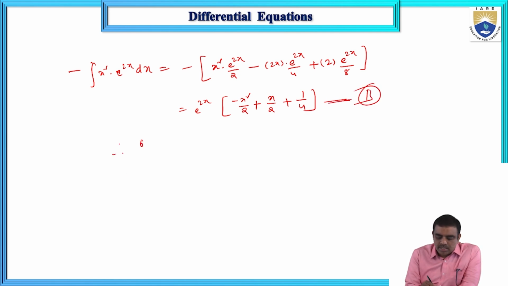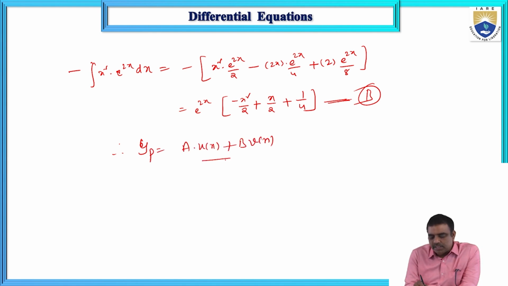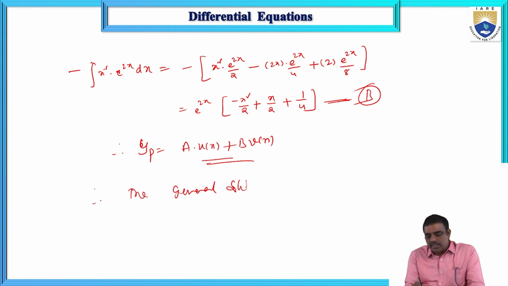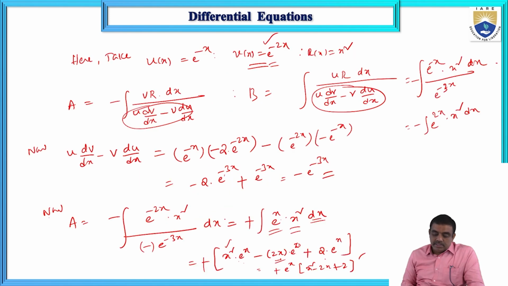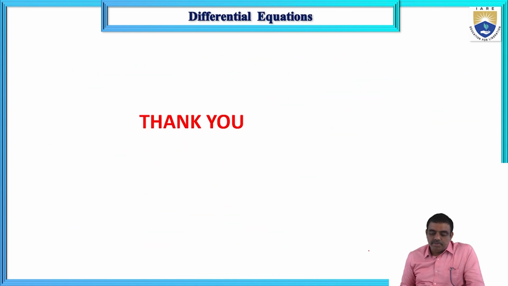Therefore, yp is equal to a into u of x plus b into v of x. On substituting, you will get yp. Therefore, the general solution is y is equal to yc plus yp. Here a and b are available. This is the a value and this is the b value, and then the solution will be like this.